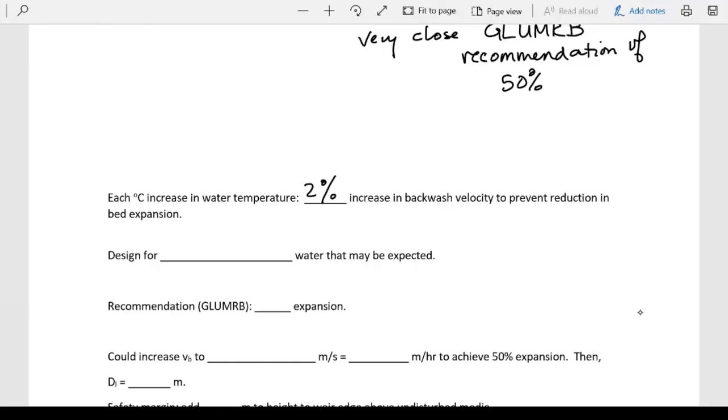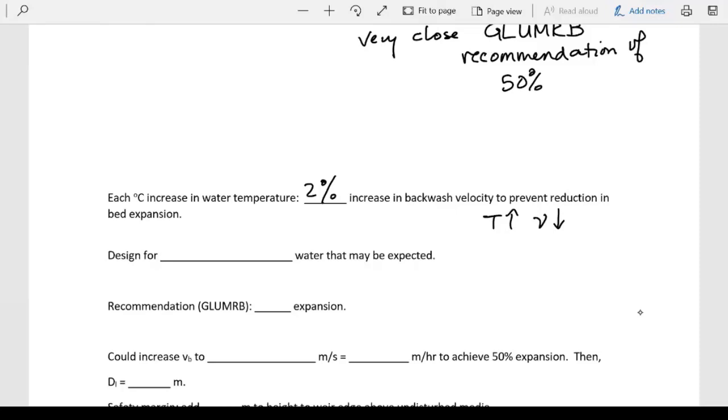And that's because as we increase temperature, we decrease the viscosity. So to counter that, as temperature increases, we need to increase backwash velocity. For groundwater, that's typically not an issue because your groundwater temperature is fairly constant. If you're treating surface water, especially if it is a near surface intake, your temperature will vary significantly.